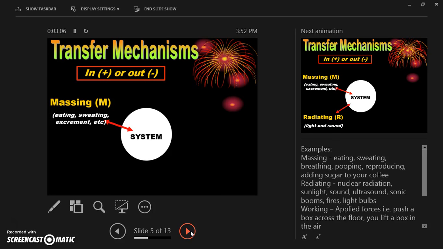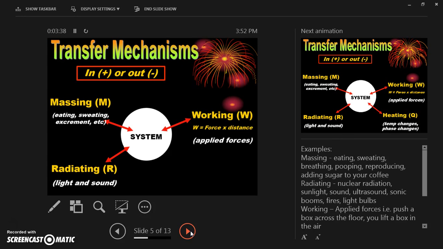Examples of energy entering or exiting a system via massing would be eating, sweating, that would be the loss of water, which has mass, any excrement, hopefully every day, you mass in and mass out properly, all ways to transfer energy into a system. The second energy transfer mechanism shall be, this is the bottom left-hand corner, radiating, symbol R, and that can occur with light or sound being emanated or given off.